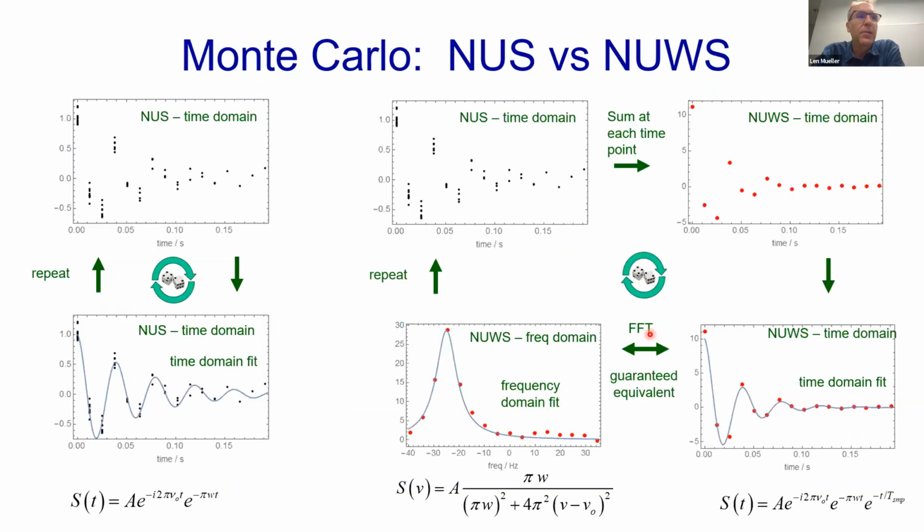So again, we can run Monte Carlo simulations, comparing the NUS in the time domain to the NUWS procedure. So in the time domain, we just measure multiple points at each time point, and then we just fit this in the time domain. And in NUWS, we sum those, and we can fit that in the time or the frequency domain. It doesn't matter. They give identical results, as I showed earlier, because they're related by a fast Fourier transform. And then I just repeat this process 10,000 times for each, keeping track of the various parameters as I go through the Monte Carlo cycle.